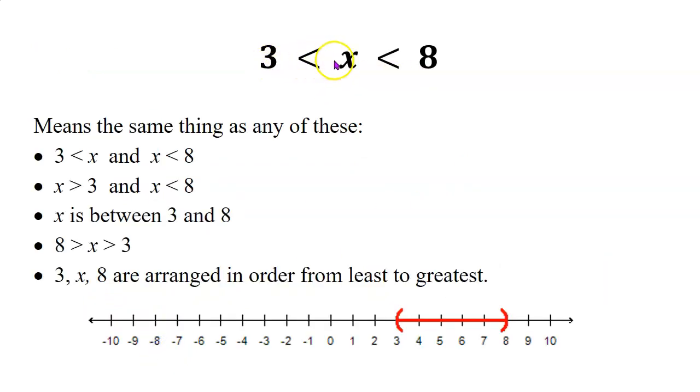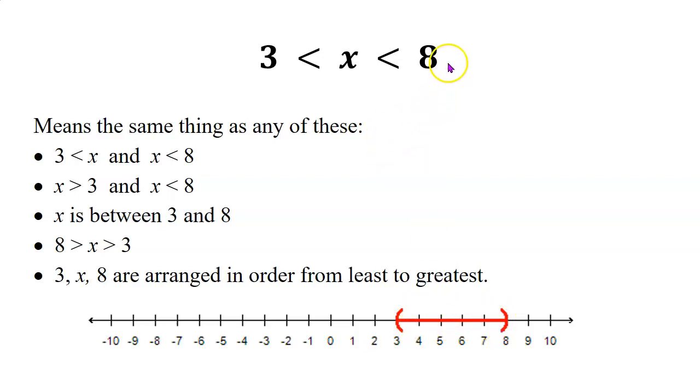When we put things together like this, 3 is less than x is less than 8, that means that 3 is less than x, and at the same time, x is less than 8. So if you look at it from x's point of view, the number that x stands for has to be greater than 3, and it has to be less than 8. So it has to be between the 3 and the 8. So the numbers that x can be are all these numbers here that are between 3 and 8.